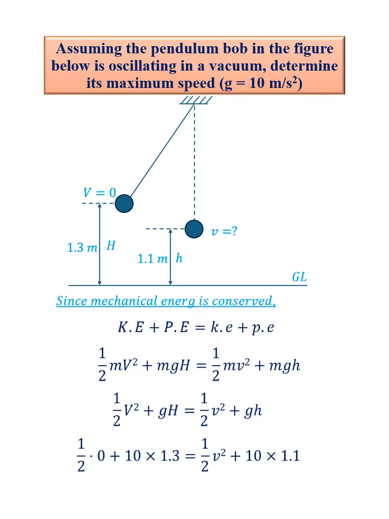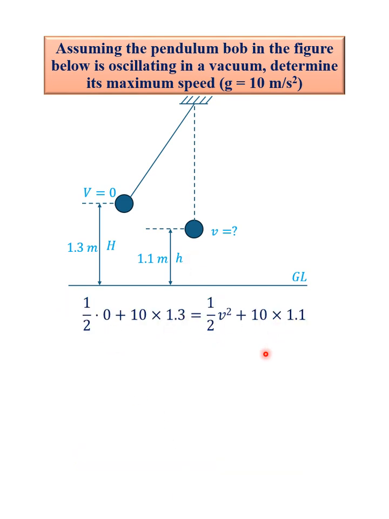Let's move to the next page. So this is what we've got. So we're going to solve from here. Half times 0 is 0. 10 times 1.3 gives us 13. So on the left hand side we have 13. Half v squared plus 10 times 1.1 is 11. We want to get v squared.